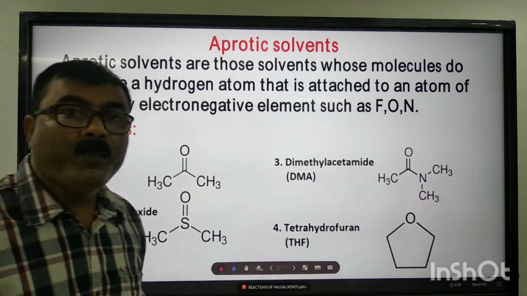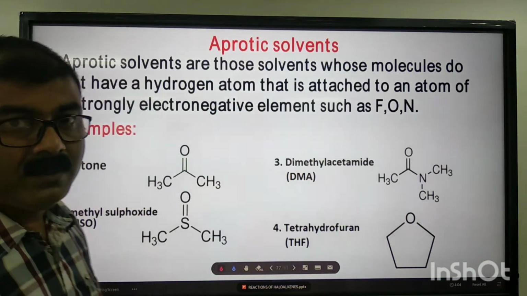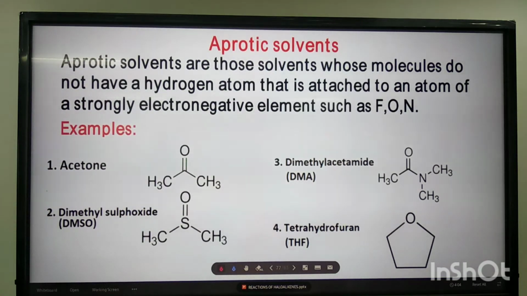Next is aprotic solvent. So what is the meaning of aprotic solvent? Aprotic solvents are those solvents whose molecules do not have a hydrogen atom that is attached to an atom of strongly electronegative element like fluorine, oxygen, nitrogen. Now what are the examples?